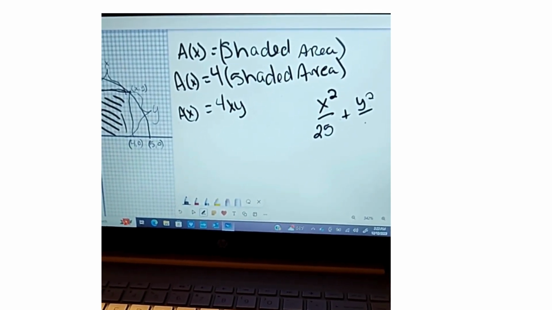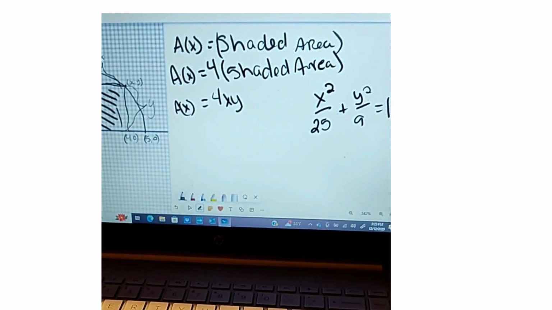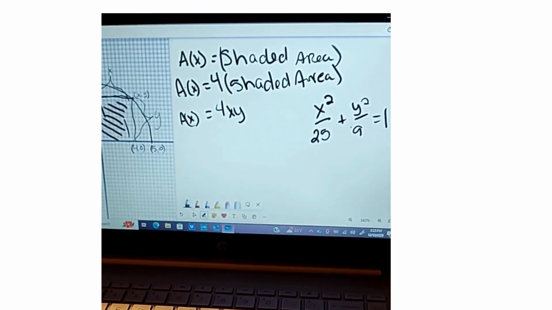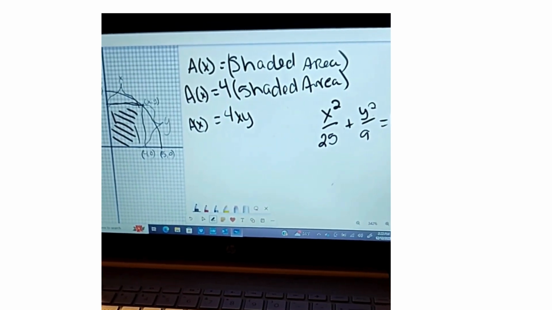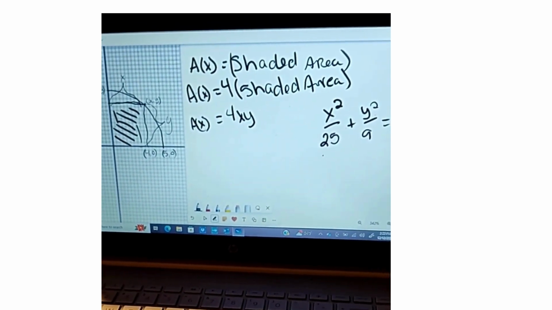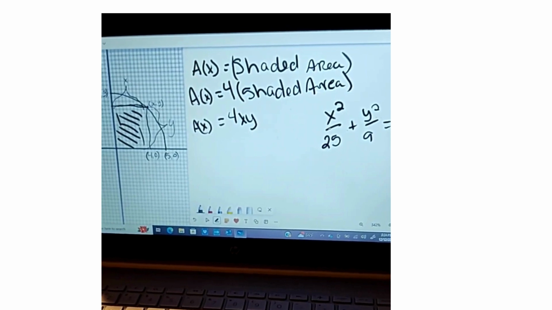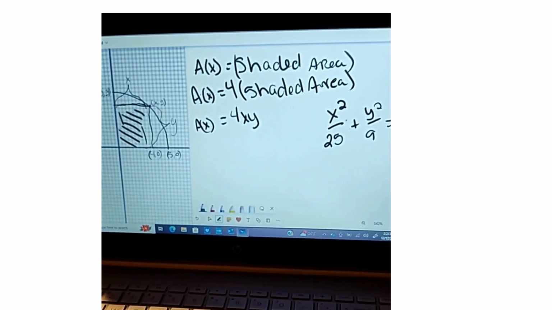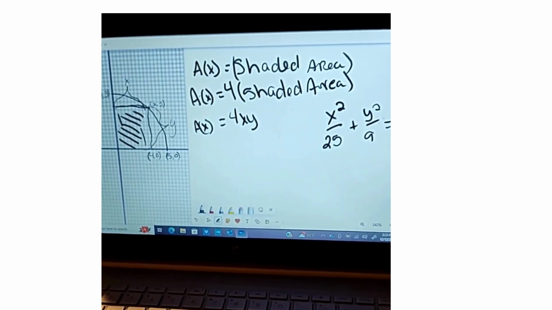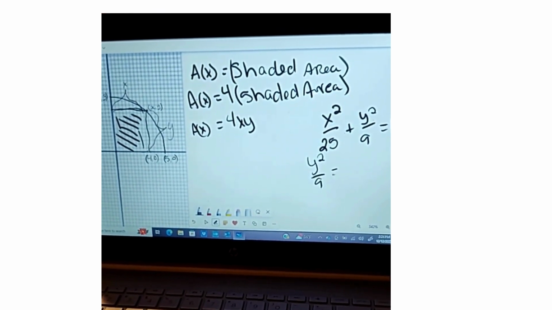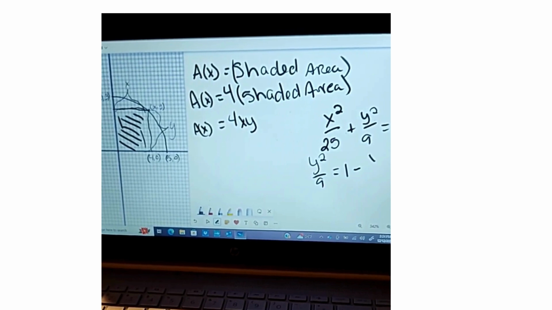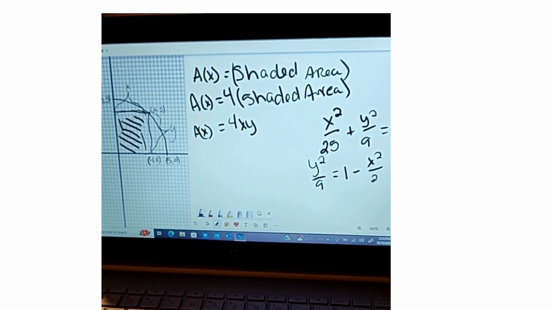Y squared over 9 equals 1. Okay, so this is our equation. Let's solve for y in this equation. So we need to get y by itself. So how do we get y by itself? We move this part to the other side. So then we have y squared over 9 equals 1 minus x squared over 25.